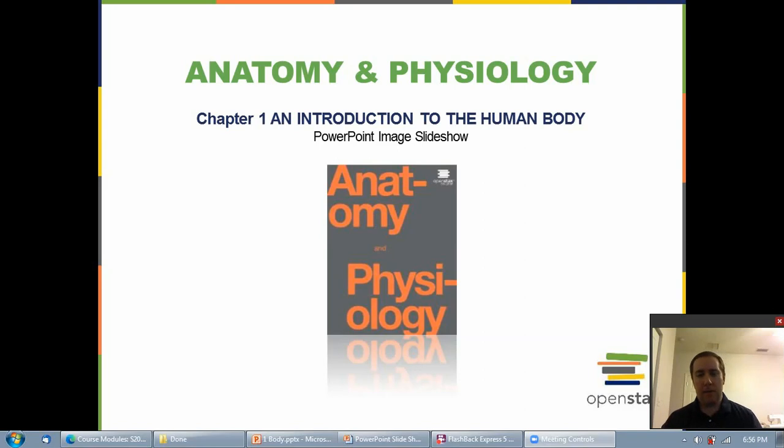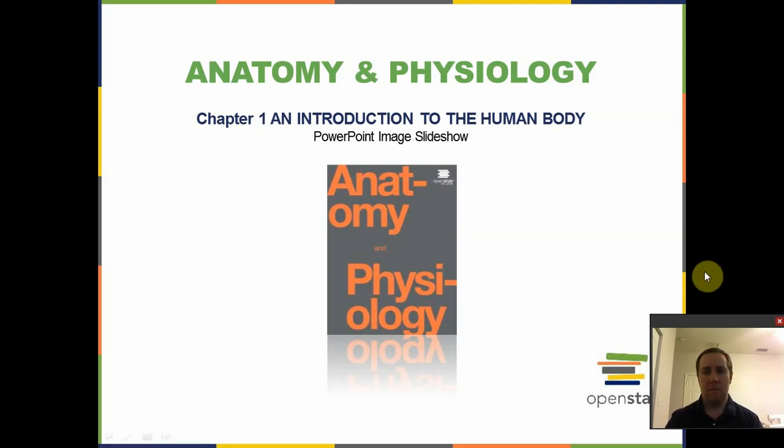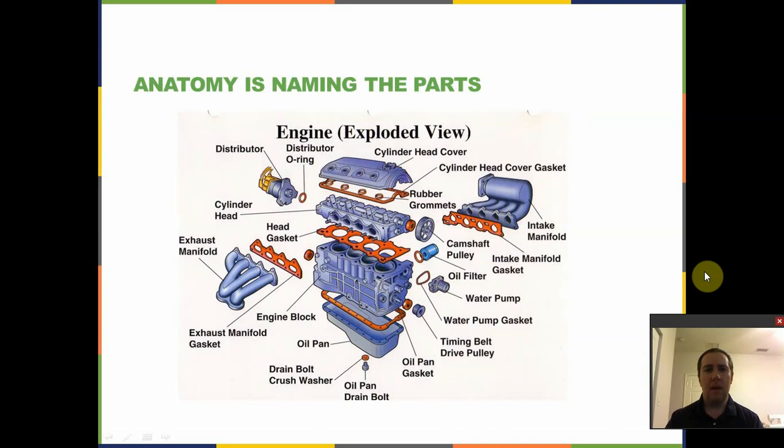So this is the first lecture of the semester. This is going to be a very basic introduction and some vocabulary that we're going to learn. And the most basic vocabulary that we need to worry about is the name of the course. Right, this is anatomy and physiology.